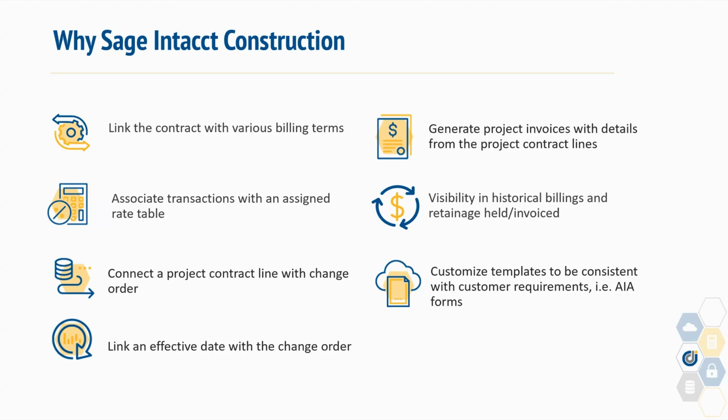We have bill transactions that can now automatically be attributed to the corresponding project contract line. This makes it really easy to associate those transactions with the assigned rate tables to get markups and bill rates, as you saw. We can connect a project contract line with a project change and its price effective date. So Sage Intacct will only bill for the revised pricing once the change becomes effective.